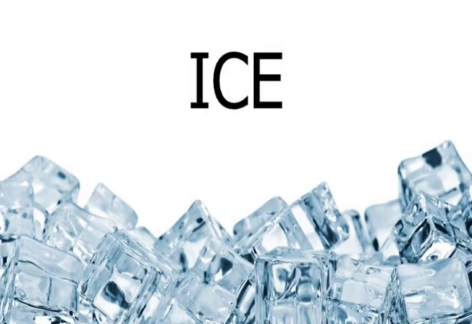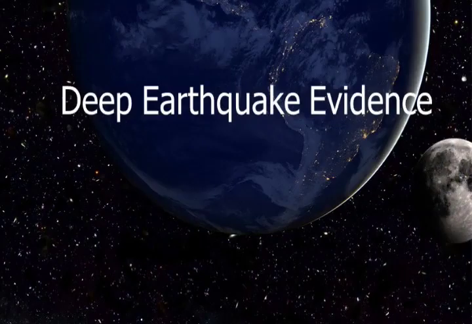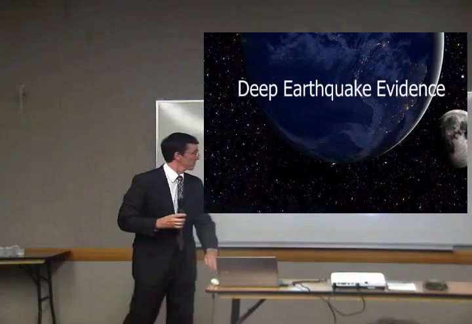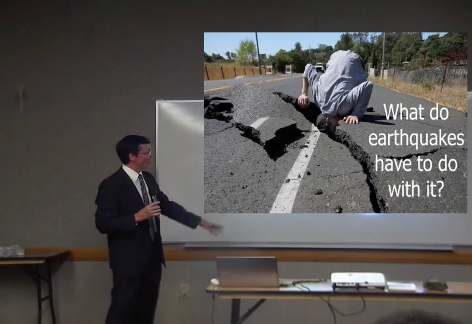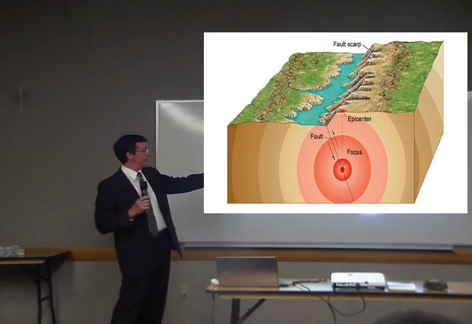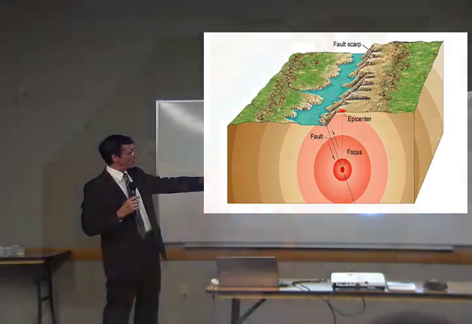So we're claiming that the solid core in the center of the Earth is ice, which can maintain its crystal structure at high pressures and low temperatures, and then the water is around that. Okay, which fits with the seismic shadow zone that we were talking about. Okay, some deep earthquake evidence. And what do earthquakes have to do with it? Okay, so the earthquake happens below the surface. There's a focus point below the surface.